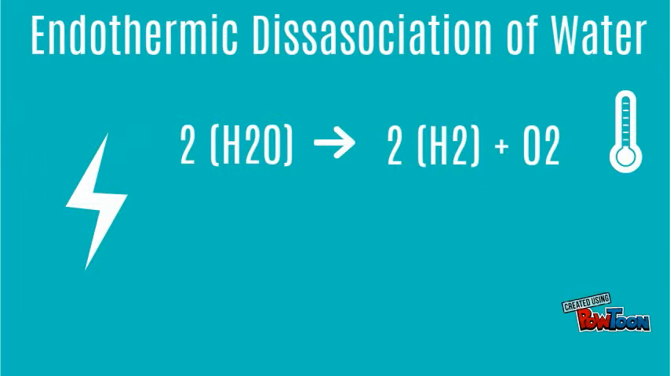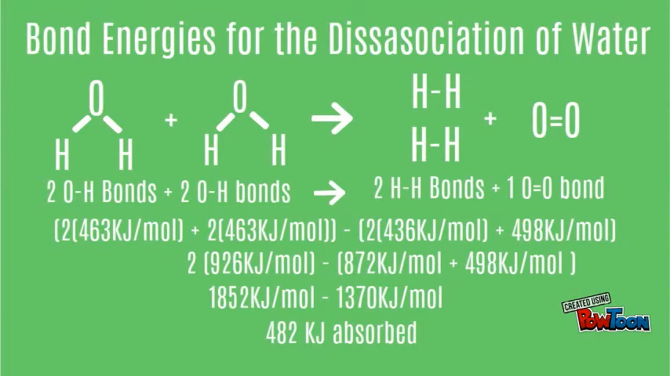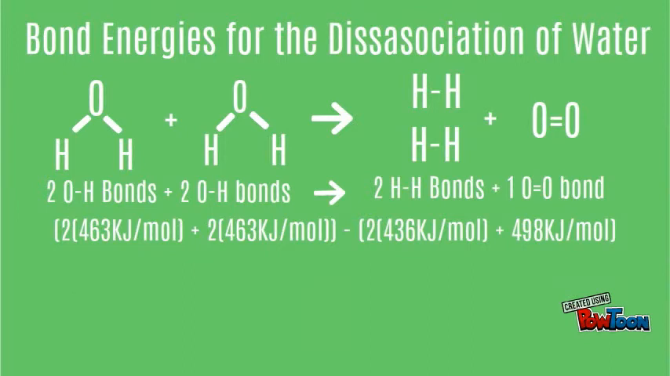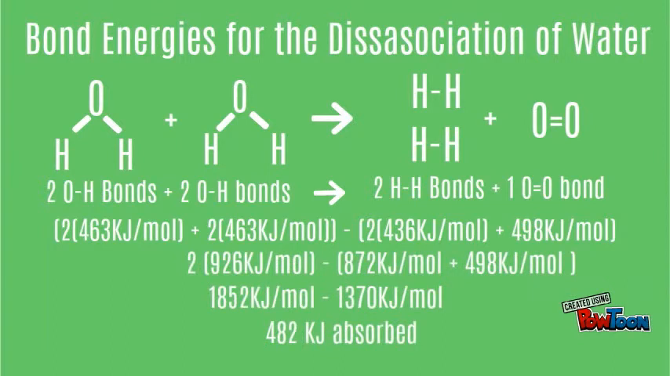To find the amount of energy absorbed from the decomposition of water, we have to calculate the overall bond energies of the reaction. Subtracting the total energy of the bonds formed from the total energies of the bonds broken, we can find the overall energy gain. There are 4 single oxygen-hydrogen bonds that are broken, while there are 2 hydrogen-hydrogen bonds and 1 double oxygen bond that are formed. After calculations, it shows that there are 482 kilojoules of energy absorbed from the reaction.